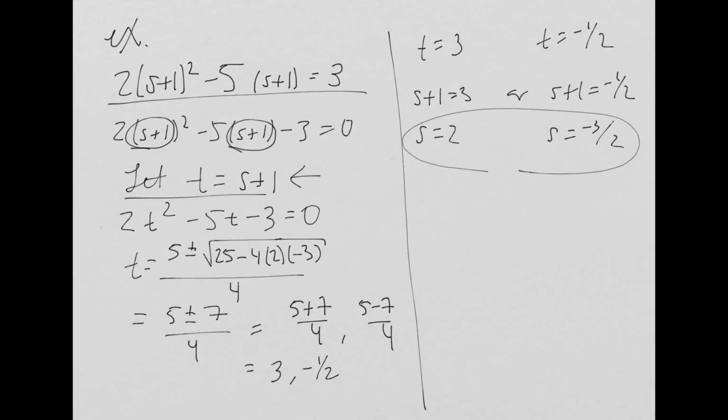So whenever you see these, what we want to do is rewrite it in something that we know. So rewrite it in terms of t. Then solve for your t value. Then go back and find your original variable.